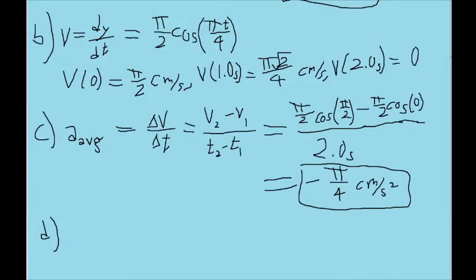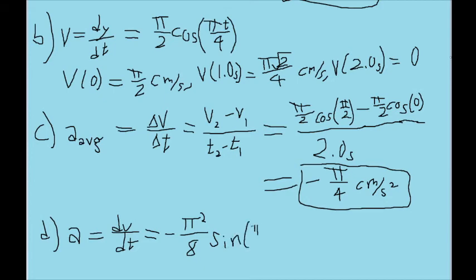And finally, for part D, we're being asked about the instantaneous acceleration. Once again, we'll have to solve for a derivative, because acceleration is equal to the derivative of velocity with respect to time. The derivative of a cosine function is negative sine, so it's a negative, and then times pi over 2 times the derivative of the inner. So that's going to be pi squared over 8 times the sine of pi t over 4. This is now our formula for instantaneous acceleration.